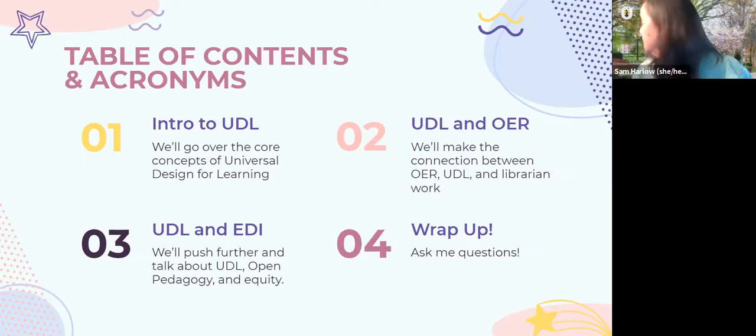Sorry, I have a three-year-old here. Go downstairs, please. Sorry, she's here. We'll just power through.